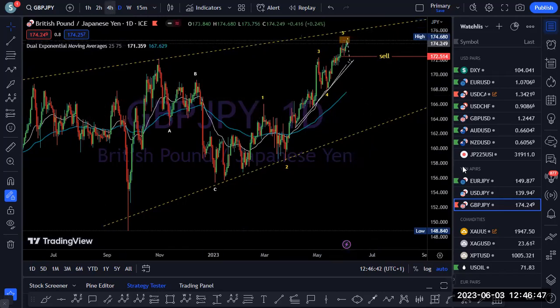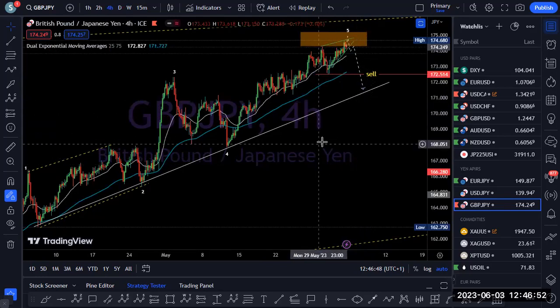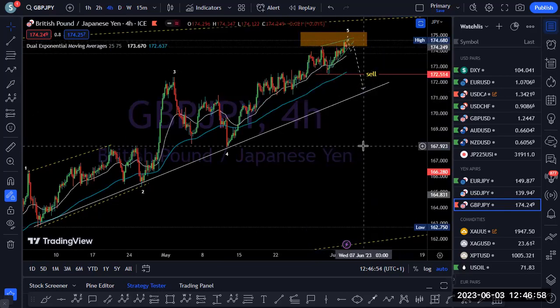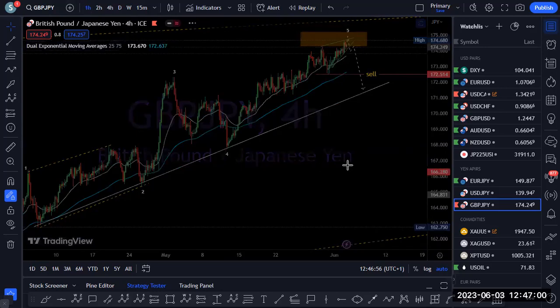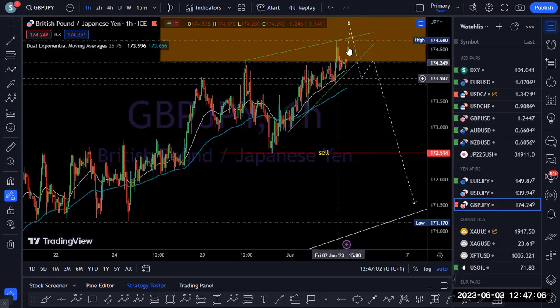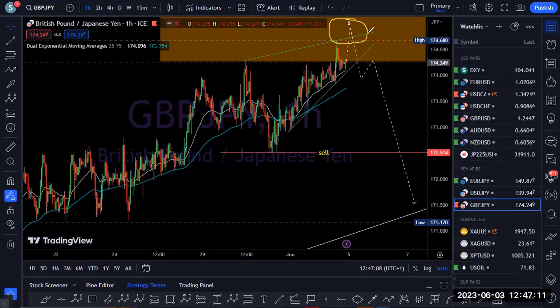So let's go to 4 hours. Okay, on 4 hours, you can see the price is choppy, which means we get a sell setup anytime. So going over to 1 hour again, if the price goes up again, look for setup around here. If it doesn't make any new higher, then look for setup. When this line is broken, look for setup. Okay, so that's what I'm planning to do.